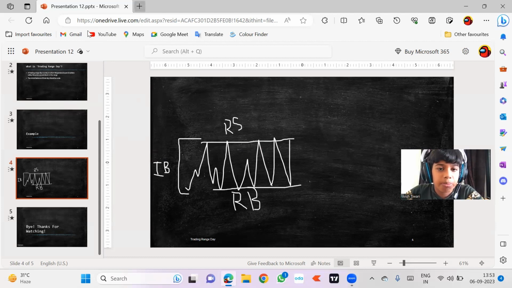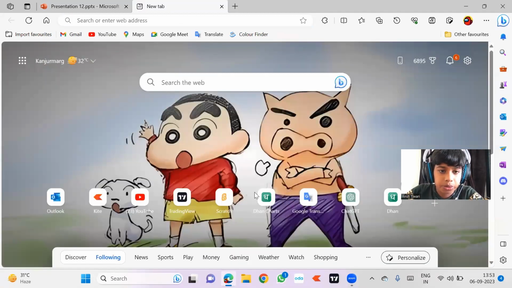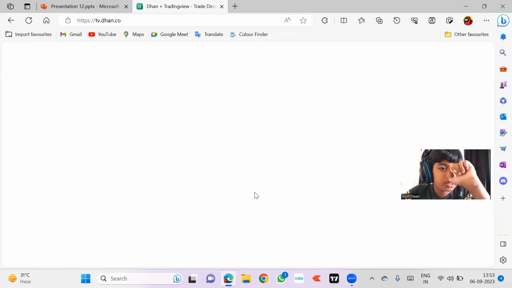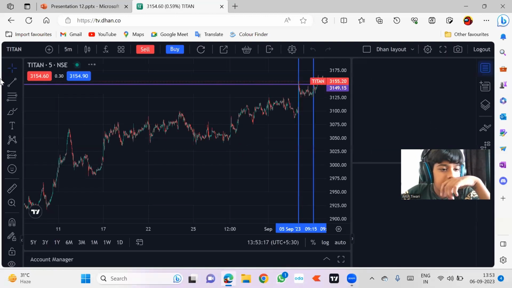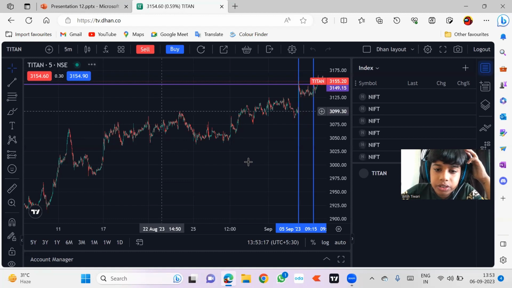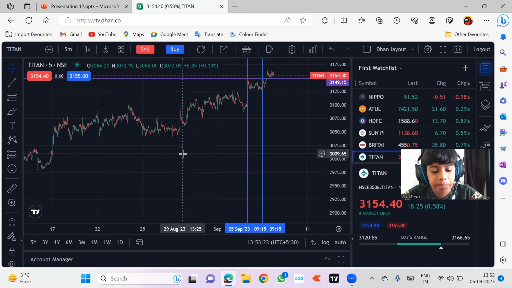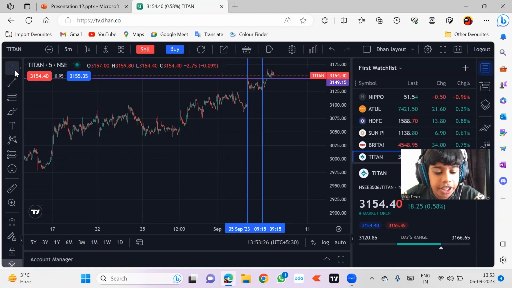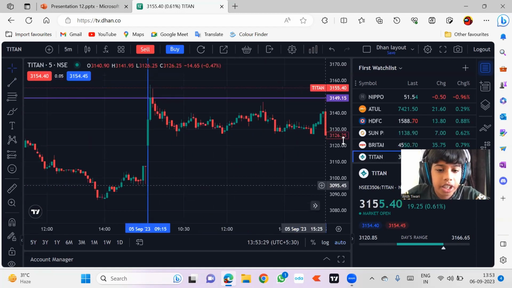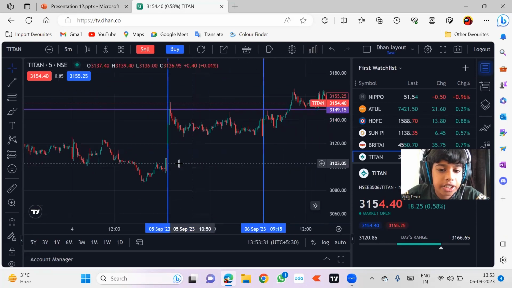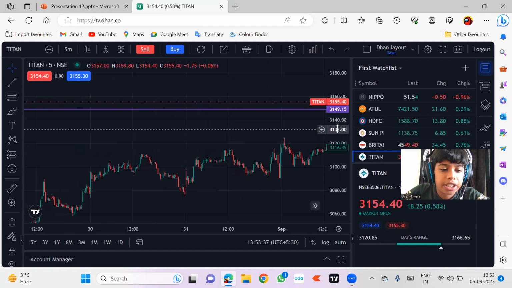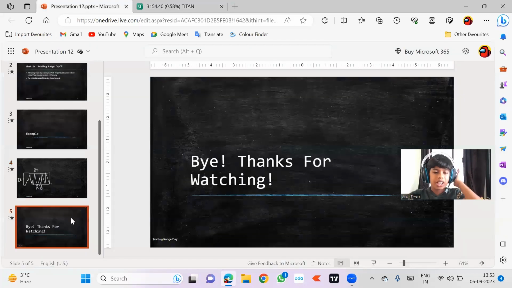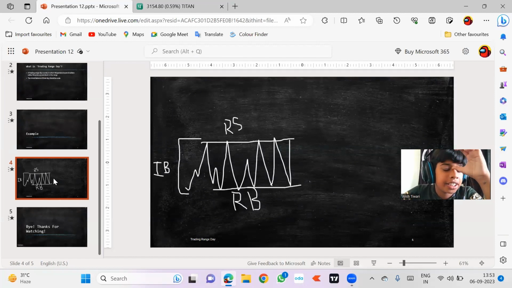So let me show you an example for it. Let me go to the chart. Okay, it's Titan only. So here you can see yesterday's example. Yesterday, it is not really a trading range. This is a sideways day. But if the markets were volatile, you could have gotten a trading range day. So that's not really a trading range day, that's actually a sideways day. I didn't perfectly see it.